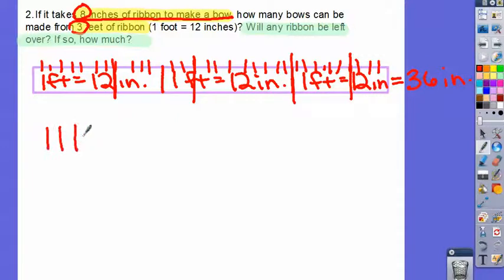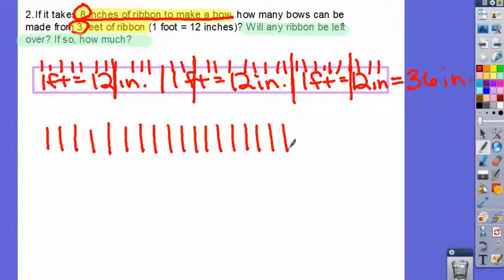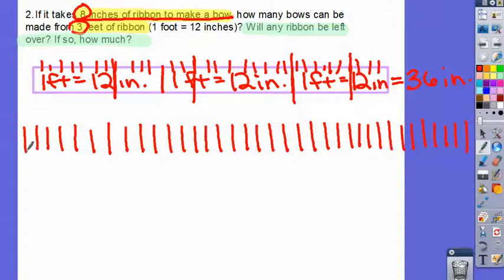1, 2, 3, 4, 5, 6, 7, 8, 9, 10, 11, 12, 13, 14, 15, 16, 17, 18, 19, 20, 21, 22, 23, 24, 25, 26, 27, 30, 31, 32, 33, 34, and I'm going to put 2 over here, 35, 36. Okay, so now I've got my 36, and so now I could just go ahead and circle these.